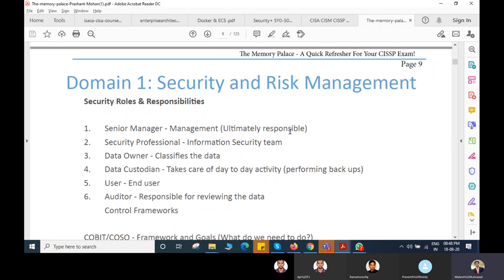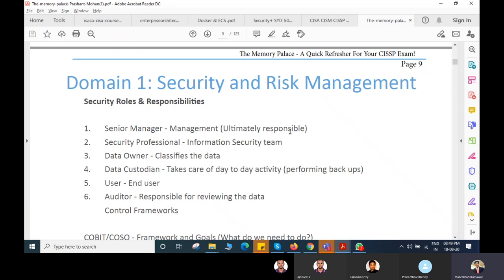Data owner classifies the data. So the finance manager, the head of finance, is the owner of the finance data. The HR head is the owner of the HR data, and he is going to classify the data. Suppose in the finance team one of the guys is onboarding, then the finance owner is going to say what type of accessibility needs to be provided by the IT.